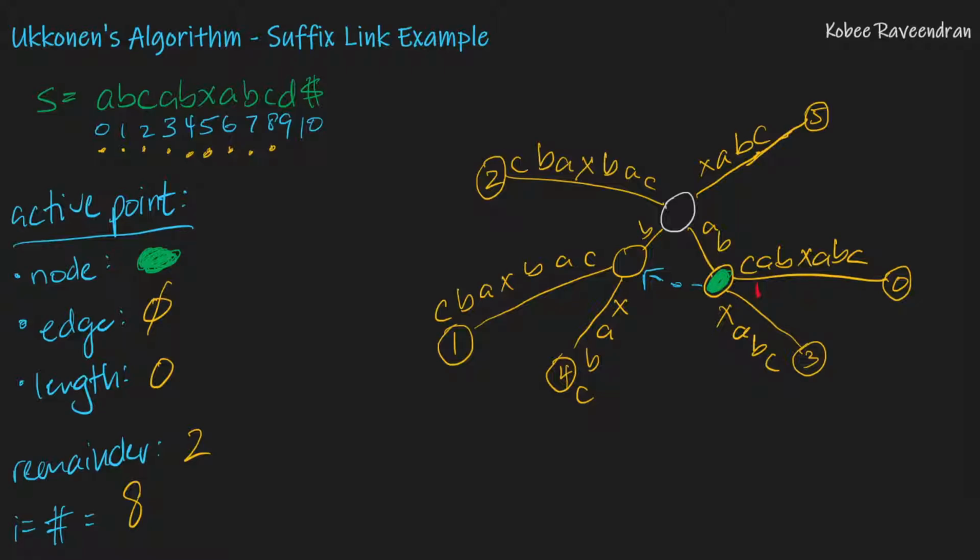So updating that in the chart, we now have, from the green node, we will take the edge starting with a C and go down 1 unit. Alright, and also, I forgot to mention, but we didn't add a suffix this iteration, so we'll increment the remainder to 3. Now we're done with this iteration, we can go to the next one, it's iteration 9.